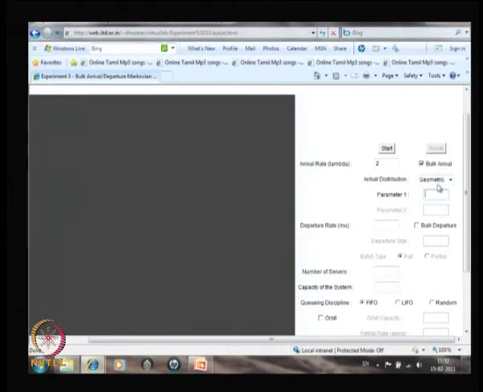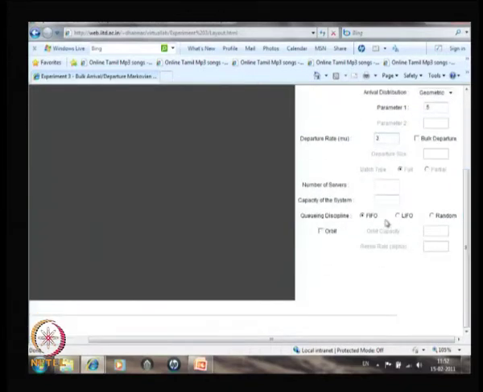And for the bulk arrival parameter, you can choose some value like 0.5. Then the departure rate: it can be a bulk departure or a bulk arrival, so either you can choose a bulk arrival or bulk departure, or you can choose both also. The number of servers in the system, suppose there are 2 servers and the capacity of the system is 4, or you can choose an infinite capacity of the system also.